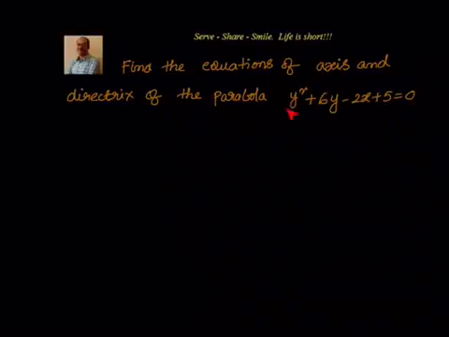What's the meaning of that? That means it is a parabola of type y minus k whole square equal to 4a into x minus h. So let's write down that the parabola is of the type y minus k whole square is equal to 4 into a into x minus h.